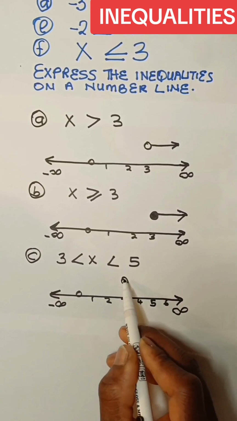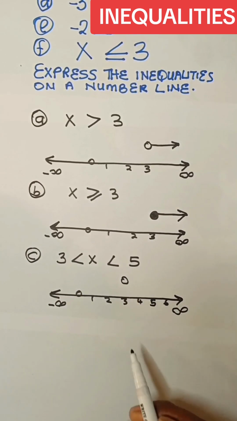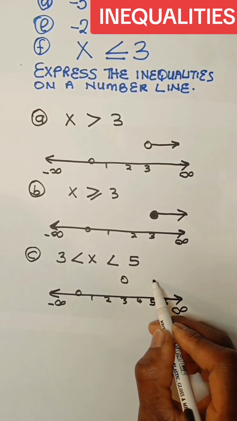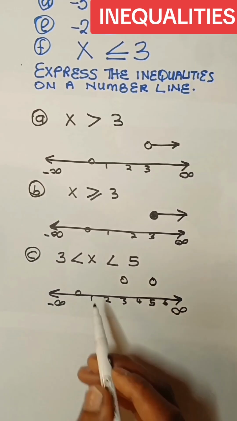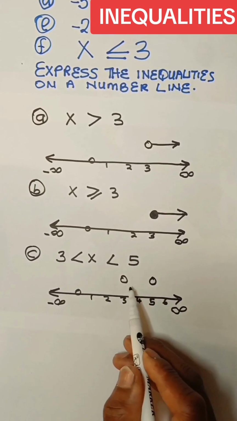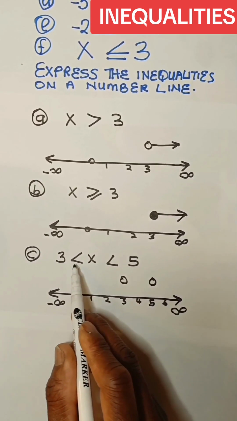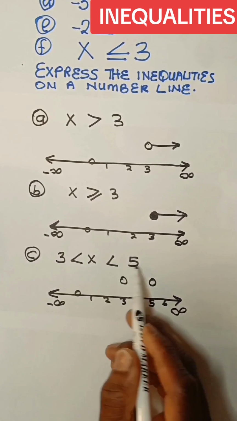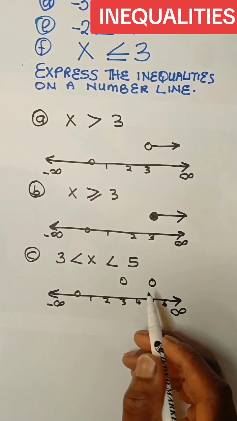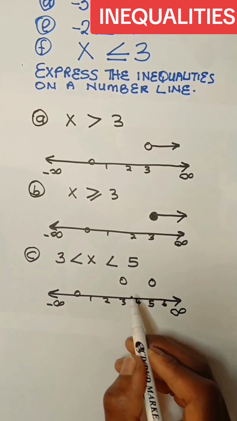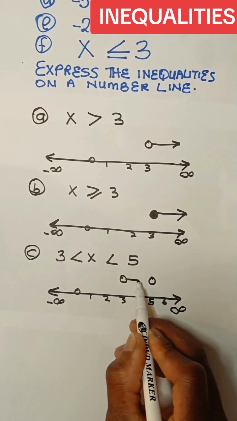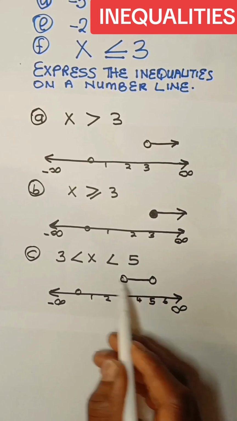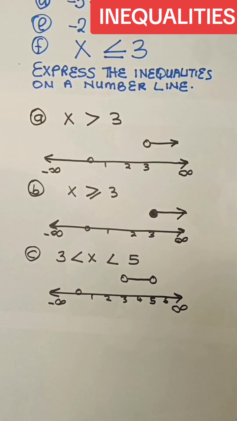Okay, so we put a circle on top of 3. And here x is less than 5. So this is 5. We put a circle also on top of 5. Since in both cases x is assuming one possibility, that is x is greater than 3 here, and here x is less than 5, we are not going to shade the circle. All we got to do is to connect the two circles with a line. So this is the number line representation of this inequality.